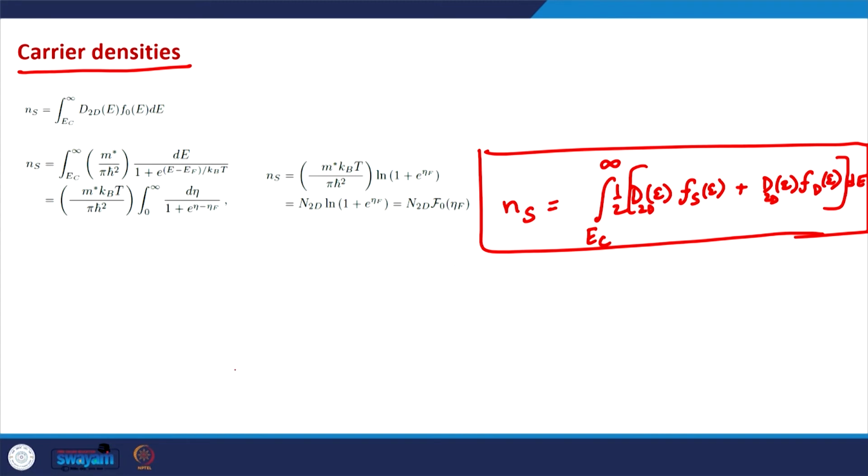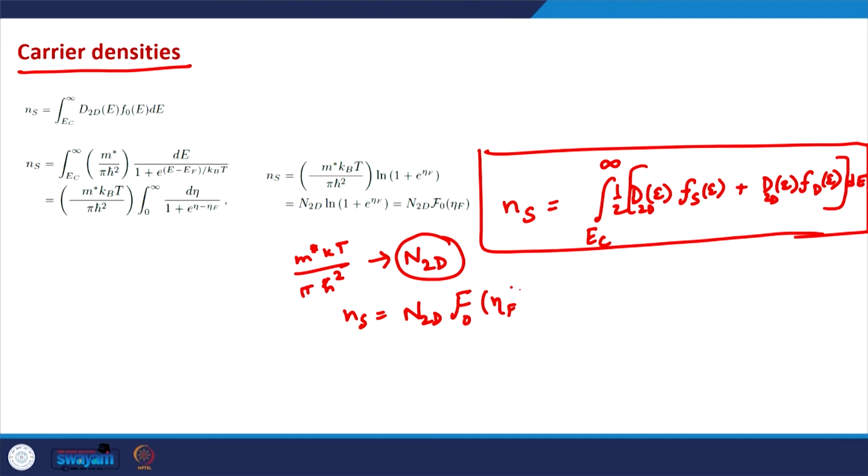So, generally this parameter m star kT by pi h bar square is defined as N2D, where N2D is the modified density of electrons. So, this carrier density becomes capital N2D times the Fermi-Dirac integral of order 0.